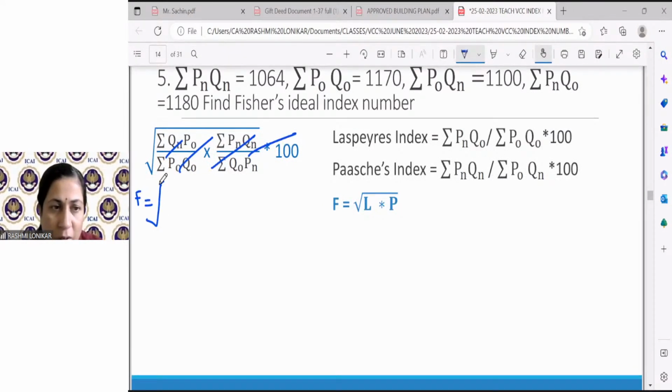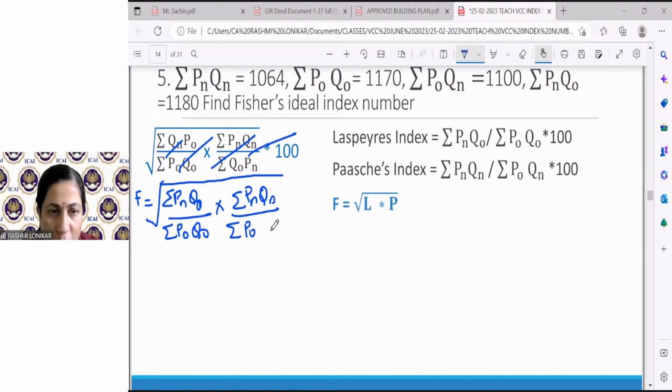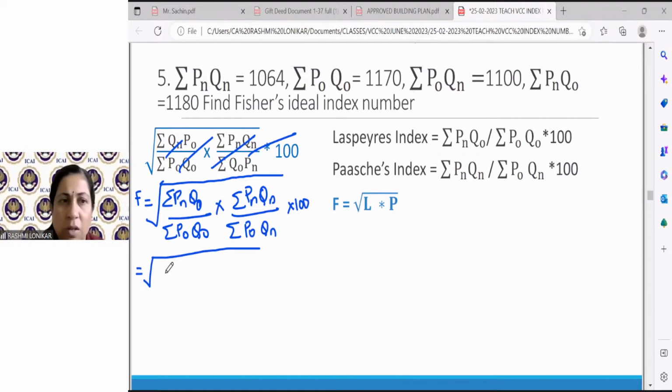So Fisher will be equal to the square root of summation PnQ0 upon summation P0Q0 into summation PnQn upon summation P0Qn into 100, which is equal to the square root of PnQ0 is 1180, P0Q0 is 1170, into PnQn is 1064 and P0Qn is 1100, into 100. So can we calculate this?